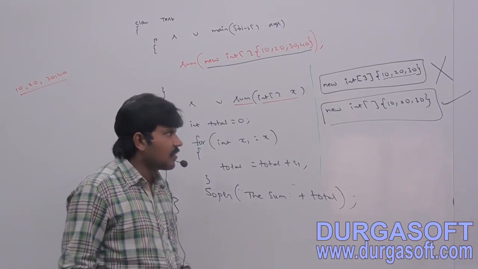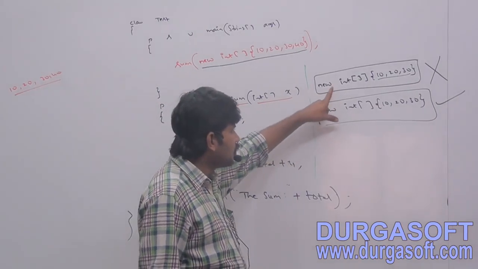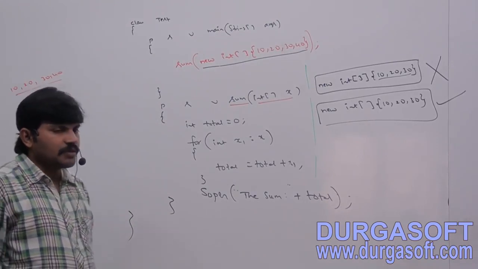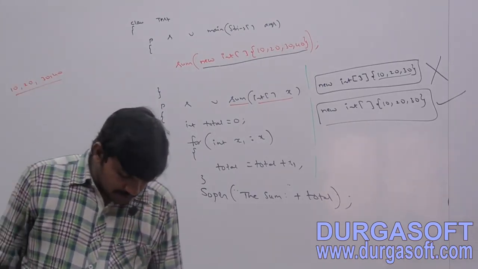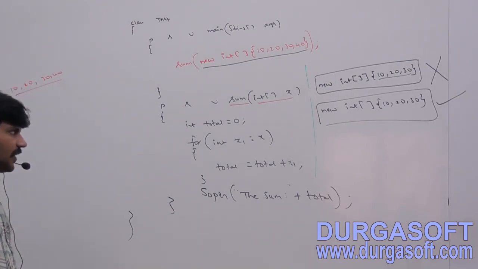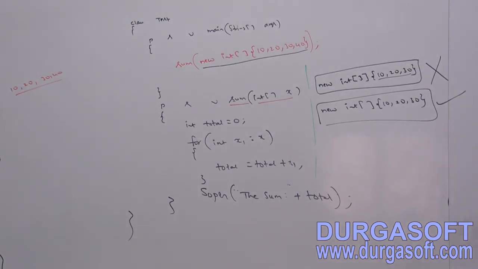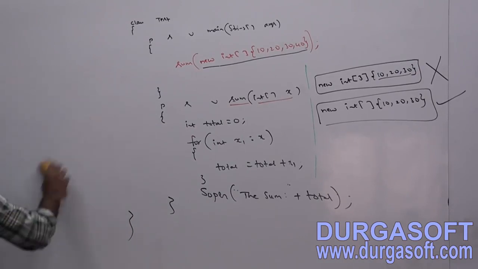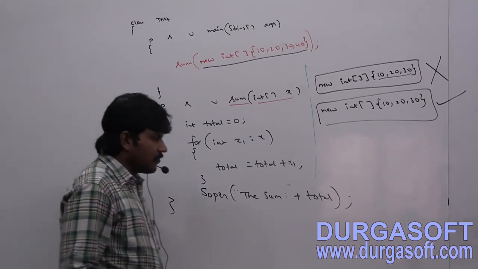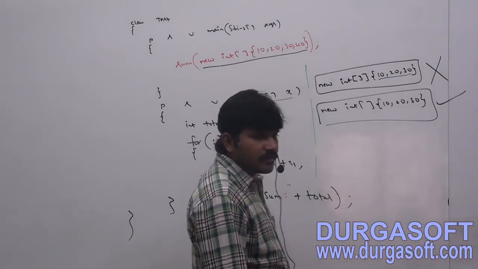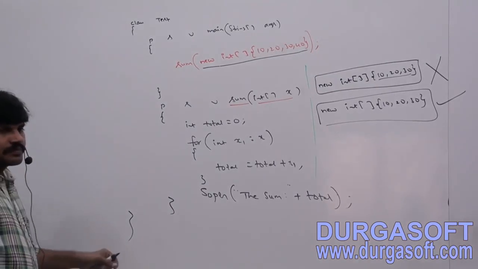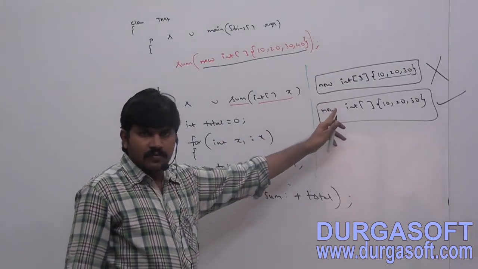Okay, take these two things. The first one is invalid, but the second one is valid. New int array of 3 with 10, 20, 30 is invalid. New int array 10, 20, 30 itself is valid, right? Completed, I hope. Clear for all of you, right?